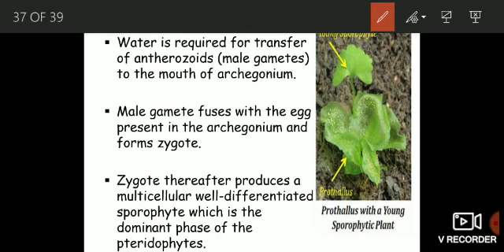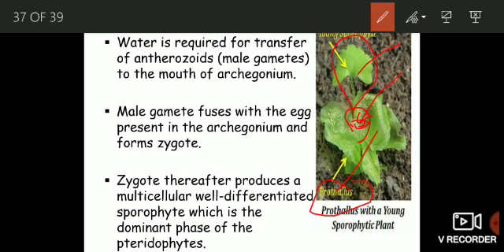Here you can see in this image the gametophyte, or prothallus. It has the archegonium, and the archegonium contains the egg. When fertilization takes place, the zygote is formed, and the zygote later gives rise to the embryo, and the embryo gives rise to the sporophyte. Here you can see the young sporophyte is attached to the gametophyte because the egg is not released from the archegonium. Fertilization takes place inside the archegonium.